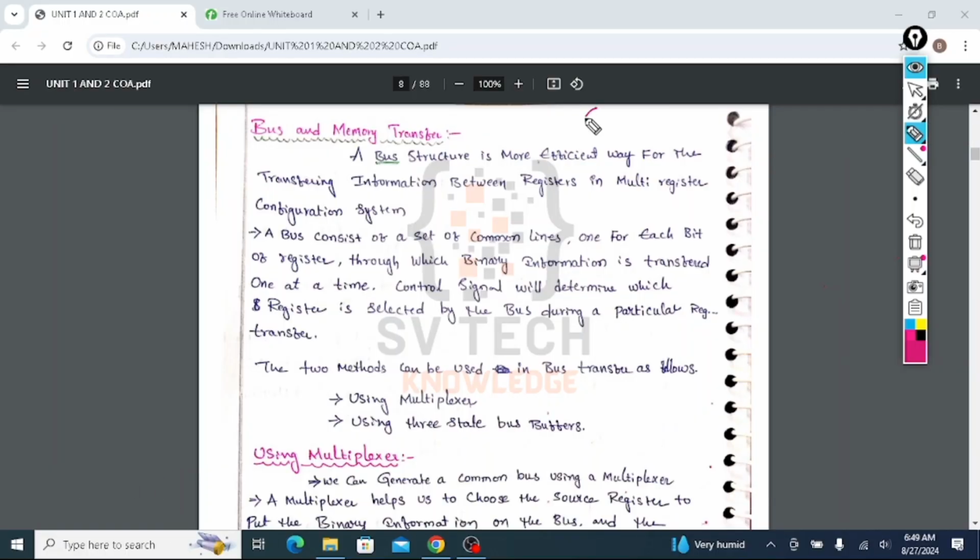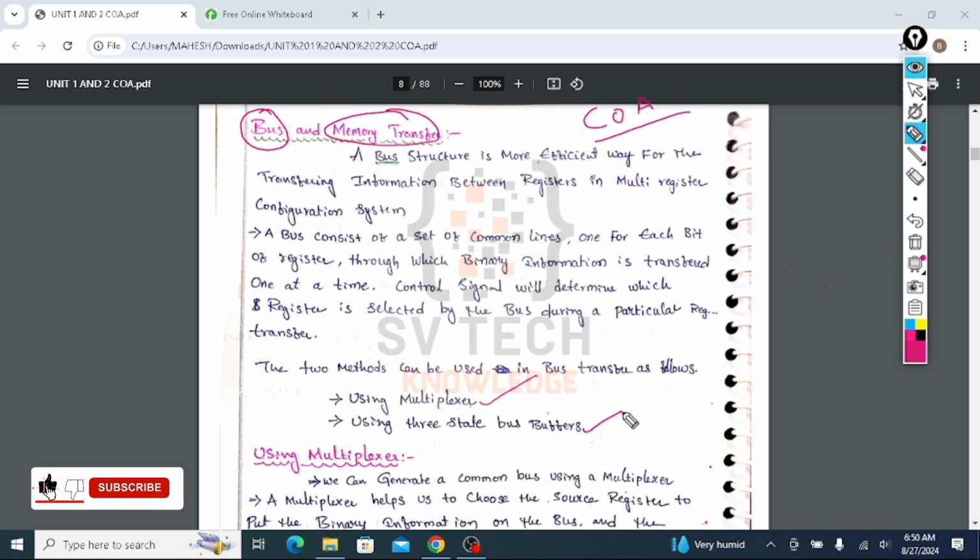In this video, I am going to discuss bus and memory transfer in the COA or CO or CA subject. In this class, I am going to discuss what is a bus and what is memory transfer, and how we are going to construct a common bus using the multiplexer method and the three-state buffer method. Before going to the methods, we will discuss what is a bus and what is a common bus.